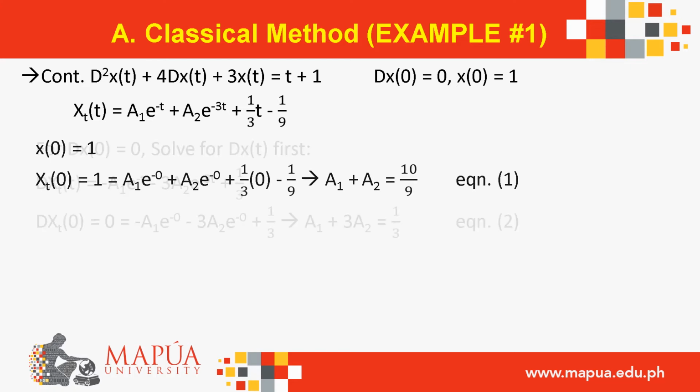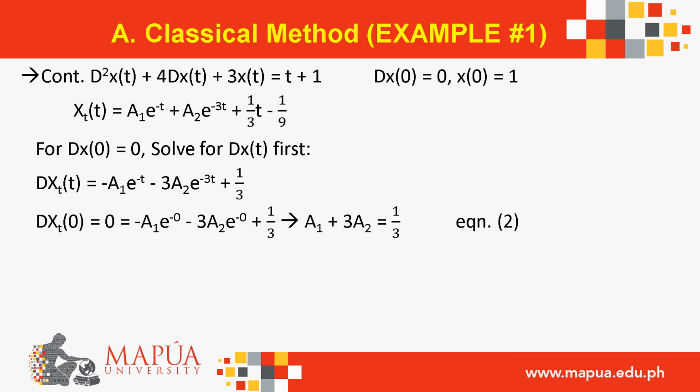On the other hand, by using dx of 0 is equal to 0, we must get the derivative of the equation a sub 1 e raised to negative t plus a sub 2 e raised to negative 3t plus 1/3 t minus 1 over 9. Differentiating the equation, we will obtain negative a sub 1 e raised to negative t minus 3 a sub 2 e raised to negative 3t plus 1/3. Equating it to 0, we'll get an equation a sub 1 plus 3 a sub 2 is equal to 1/3.